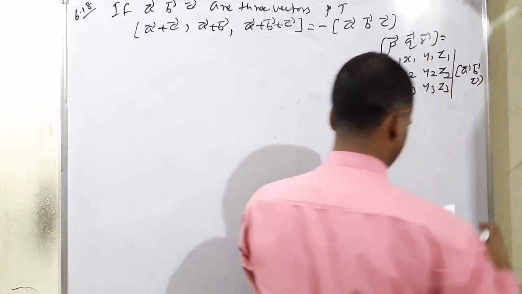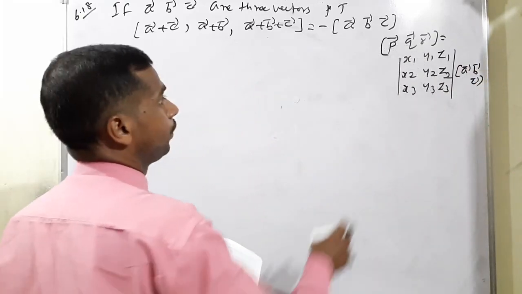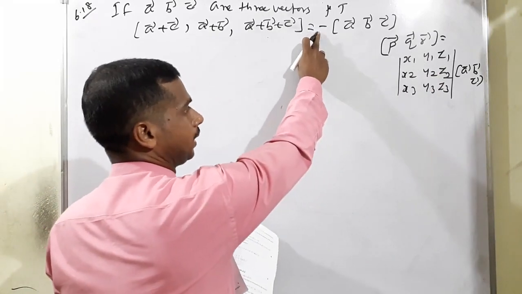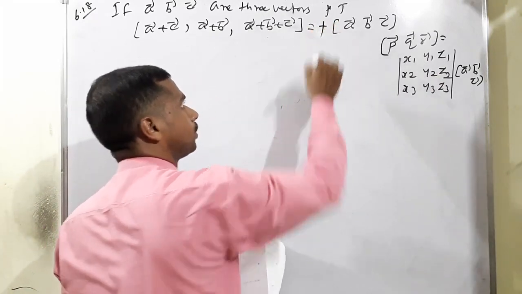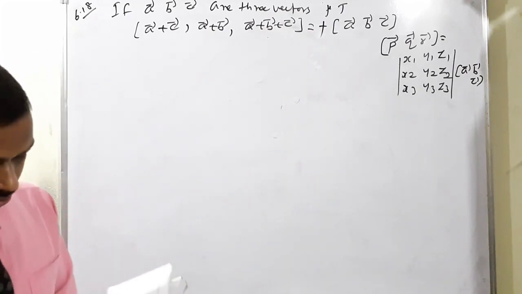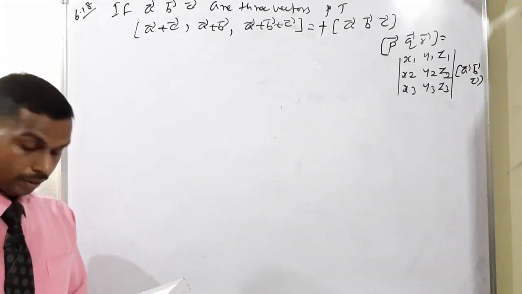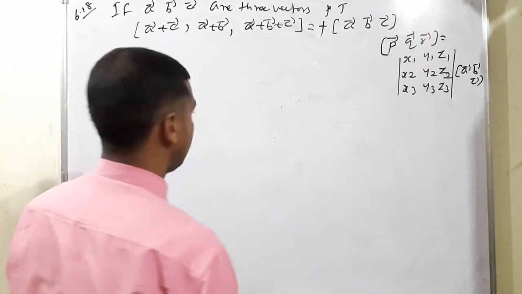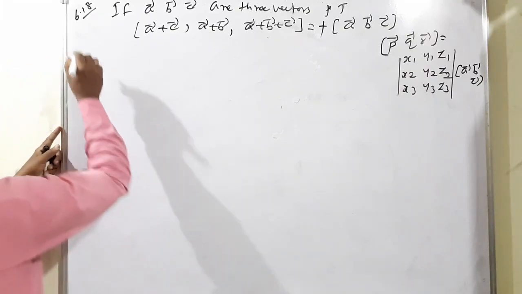But before moving to this theorem, in your book there is a minus sign on the opposite side. That is not a minus sign, it is a positive sign only. So that is one printing mistake. In your book a negative sign is given, but that is not a negative sign, it is a positive term. So now, method number 1.